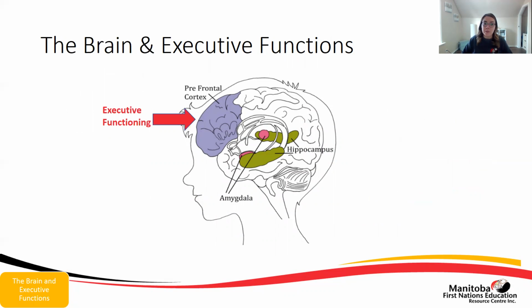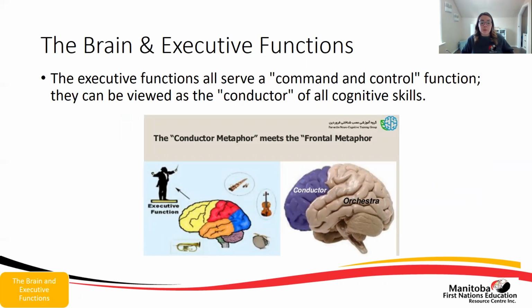So we're going to talk a little bit about the brain and executive functions, because I don't think we can talk about executive functions without talking about the brain. Our executive functions all take place in our prefrontal cortex, the front part of our brain. That's where our big decisions are made, our planning, our organizing, all of those executive functioning skills. We can also think of executive functions as our command and control function. They can be viewed as our conductor of all cognitive skills. This is just a little metaphor about the conductor.